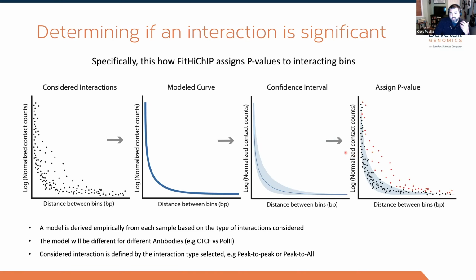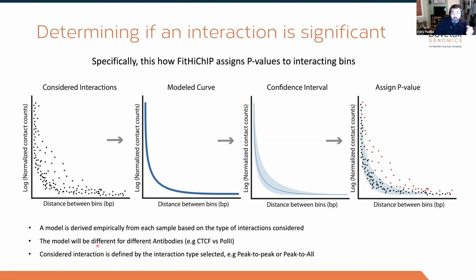So it's this approach where you do have to build that logarithmic decay model to be able to ask the question of any two interacting bins, what's the p-value that the frequency is higher than expected? Again, this model is empirically derived from each sample set. This is not an observed versus expected. You're taking your HiChIP library, modeling out that curve, building the model, putting the confidence intervals around it, and then asking that question.